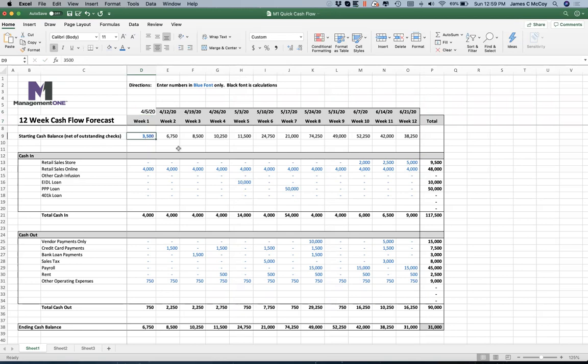Enter in your starting cash balance here, net of the outstanding checks. So let's say your bank balance today is $5,000, but you have $1,500 in checks that haven't cleared. You would write $3,500 here. As you notice in black, this will all be calculated automatically for you. So if you look at this page, just isolate on the blue fonts.